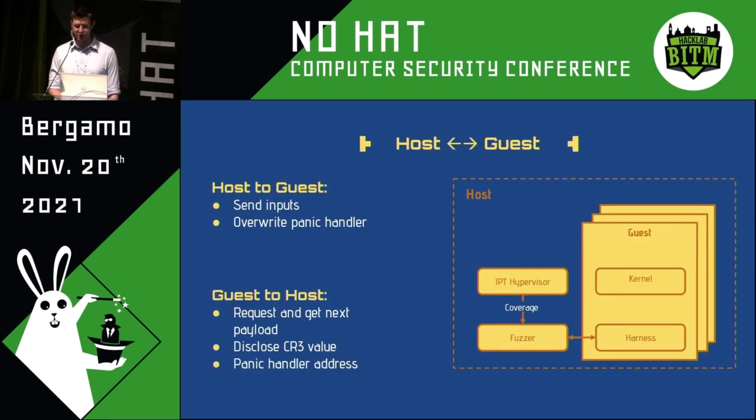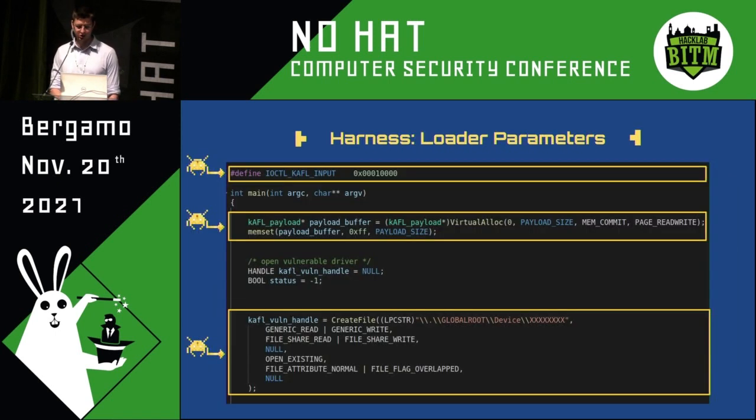The process pretty much from the host perspective looks like that. The host sends input to the guest and it overrides its panic handler. That's our resilience to crashes. And from the guest perspective, the guest requests the next payload. It discloses the CR3 register, which is the page table directory. We needed to focus on a specific driver, and it sends the panic handler address so the host can override it. Here you can see a basic example of how a harness would look.